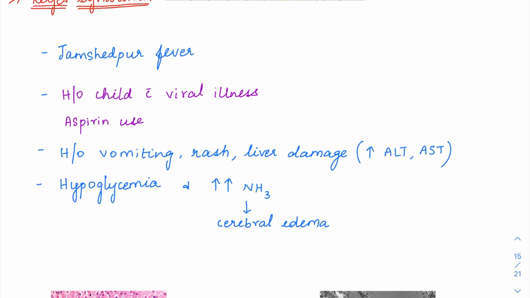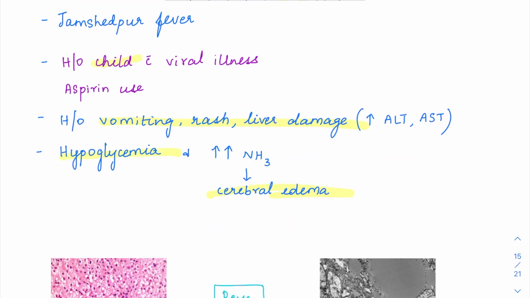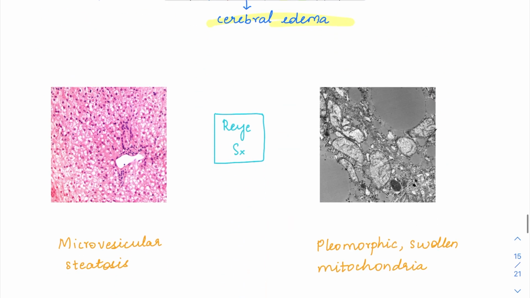So the confusion here, the cerebral, is going to be due to cerebral edema. So the liver is going to be affected. So when the liver is affected, the urea cycle will not happen properly. So ammonia is going to accumulate, which is going to enter the brain and cause this cerebral edema. Okay. So these classical features will be given in a child after aspirin usage.